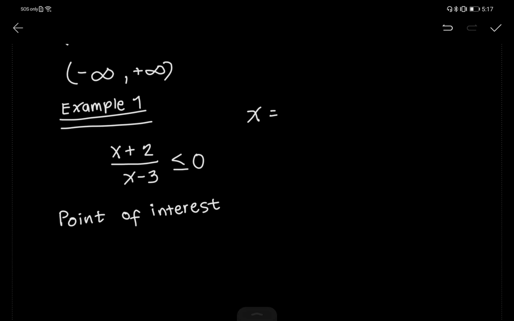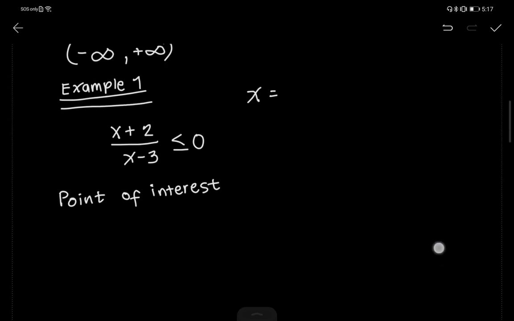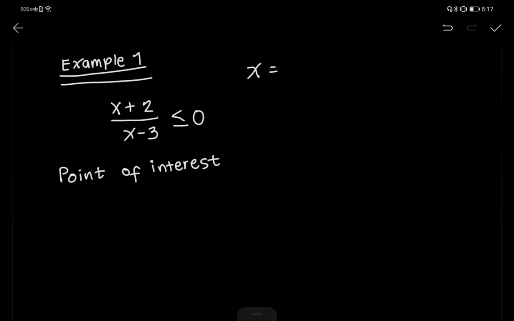Some books also call it meaningful numbers. But this time, let us just use the point of interest in doing step number 2. So paano po ba natin mahanap yung point of interest? Okay? So para mahanap natin yung ating point of interest, titingnan natin kung kailan magiging 0 ang ating numerator na x plus 2 at kailan magiging 0 yung ating denominator na x minus 3.